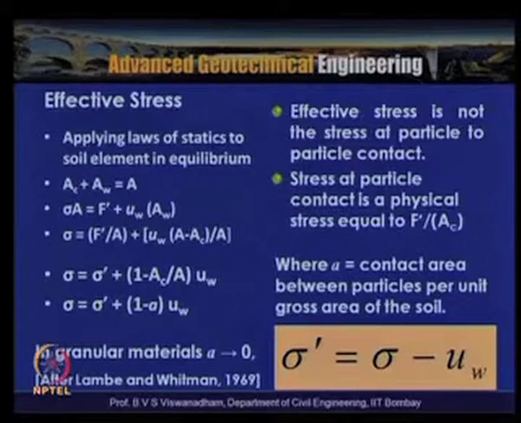So, here what we have deduced is the equation proposed by Terzaghi, that is sigma is equal to sigma dash plus UW for granular materials where a tends to 0. When the area of the contact is taken into consideration, we can write sigma is equal to sigma dash plus 1 minus a into UW.